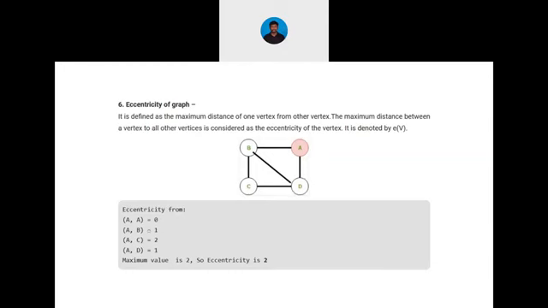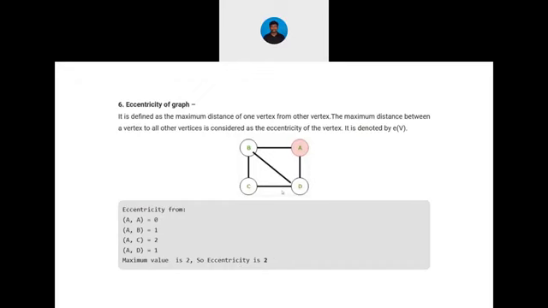Here, considering this A, B, C, D network or graph, we find the eccentricity. The eccentricity from A: A to A, the distance is 0. A to B, the distance is 1. A to C, the distance is 1 plus 1, so it is 2. A to D, the distance is 1. So here the maximum value is 2, so the eccentricity is 2.